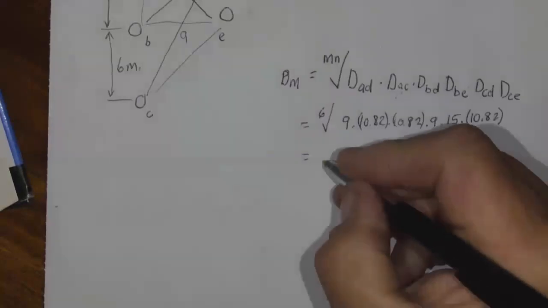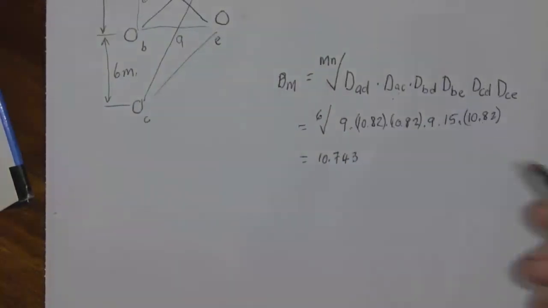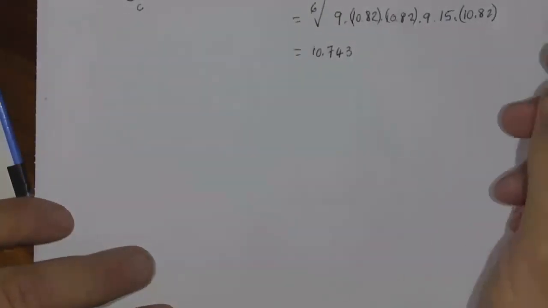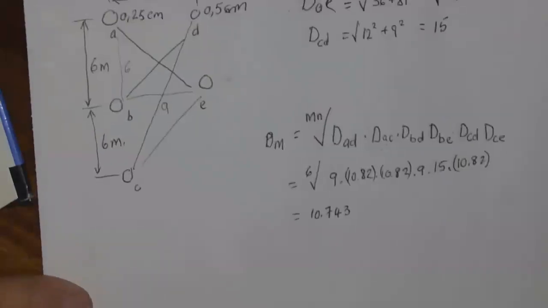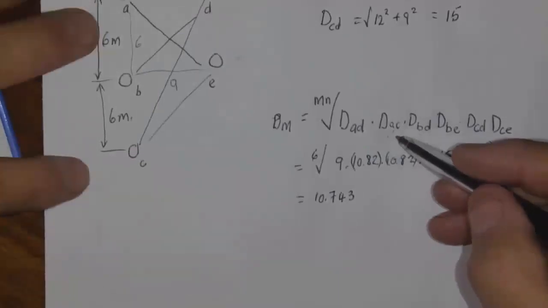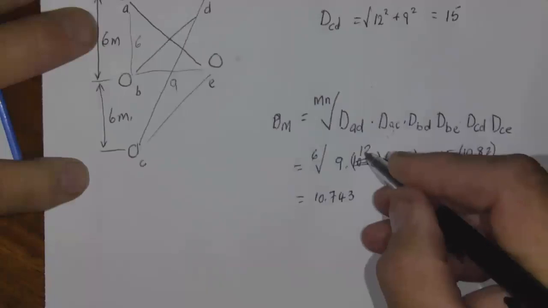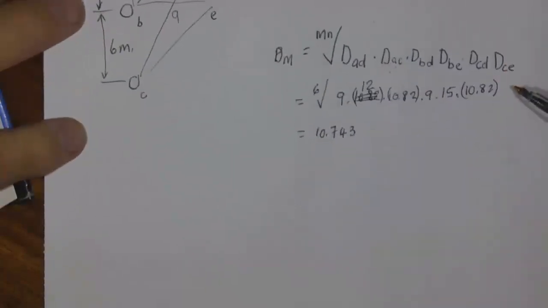Okay, that's close enough. I actually got 10.743, but okay, that's fine. So I have a question. Yes. Why are you saying from A to C is 10.82? Is it not going to be 12? Because it's 6 plus 6. Yes, that's right. Sorry. That must be 12, no? Yes. Yeah. My bad, sorry.